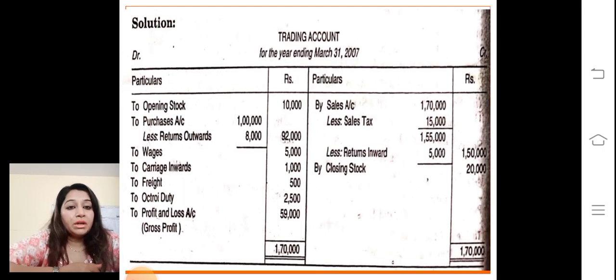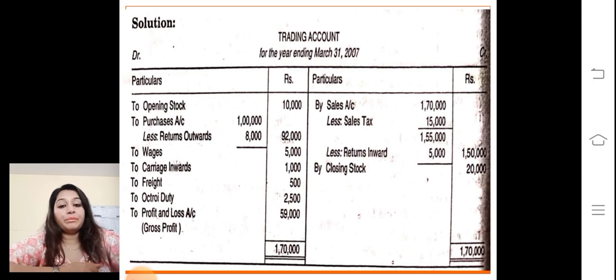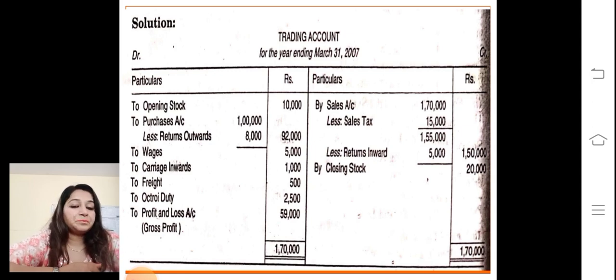Now this is the pro forma of how to prepare the trading account, which I have already discussed. The left side is always the debit side and the right side is the credit side. At the top we write Trading Account for the year ended, whichever date it is, 31st March or 31st December. We need to quote that particular date, as this is for the accounting year. On the left side we write "To", and on the right side we write "By". This is the fixed pro forma.